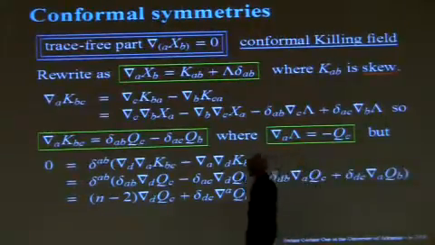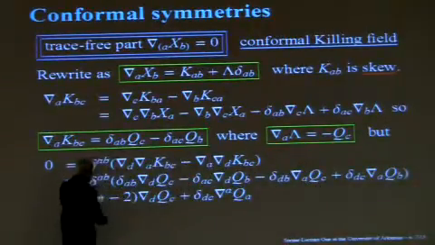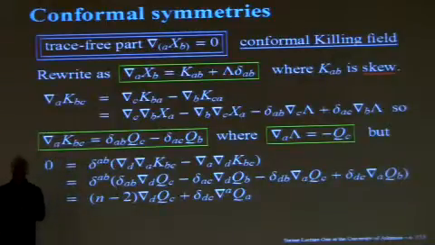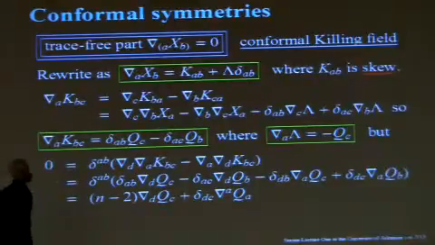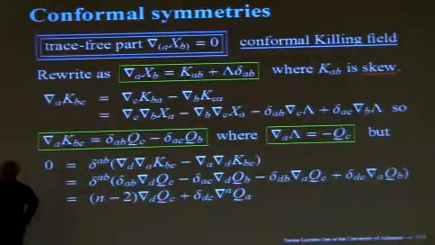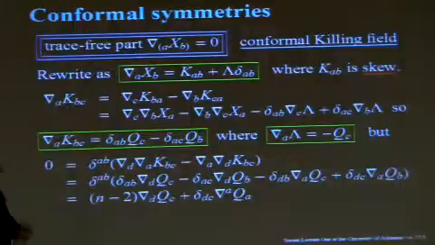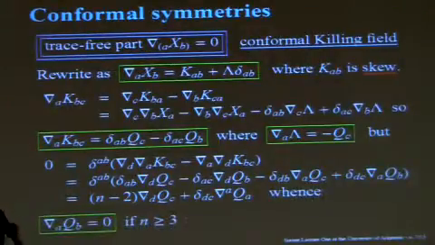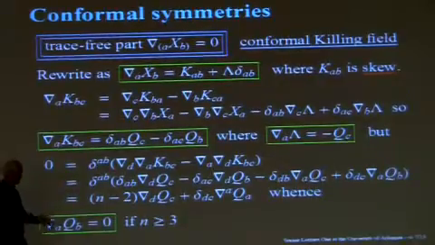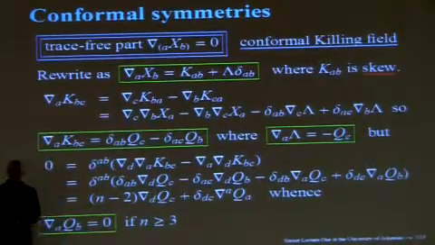Okay, so just go through this. This is just some trivial tensor algebra, but notice that the number n minus 2 happens. When n is equal to 2, these equations don't tell you so much. When n is greater than or equal to 3, then it actually tells you that the derivative of q has to be 0. Okay, so there's a distinction between n greater than or equal to 3 and n equals 2.